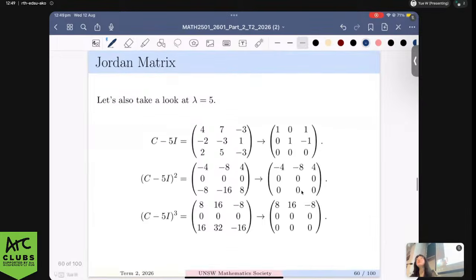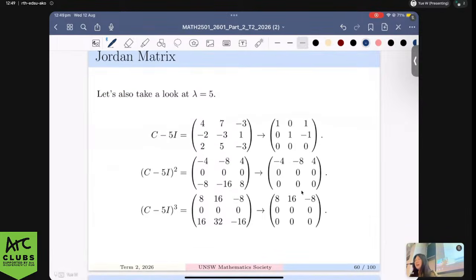And similarly, you do the same for lambda is equal to 5. So consider C minus 5I, C minus 5I all squared, C minus 5I cubed. Obviously, after you find it, you want to row reduce it. And then from here on, you can just find the kernel of each corresponding matrix.